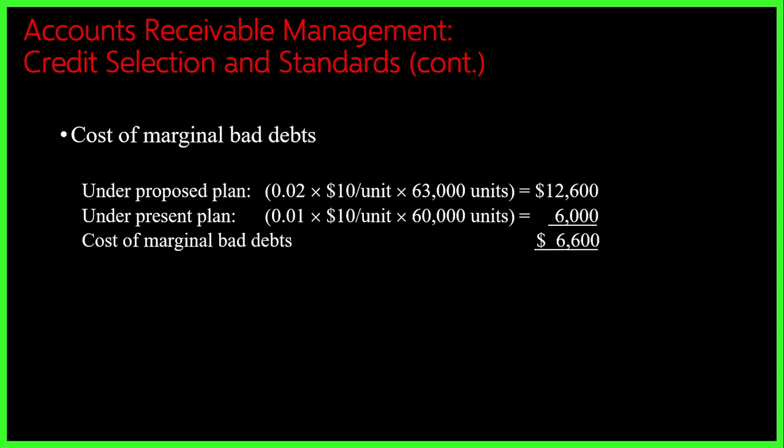Now, let's talk about bad debts. Old sales, 60,000 units. New sales, 63,000 units. Old rate, 1%. The new rate is 2%. Multiply, get the difference. This will be your additional bad debts, which will result to lower profits.